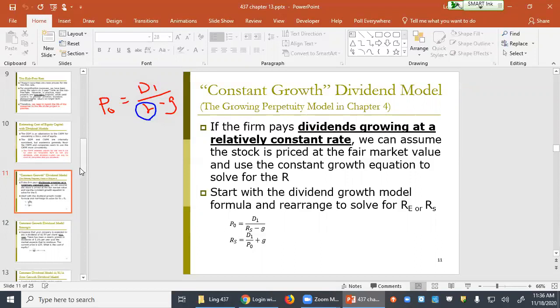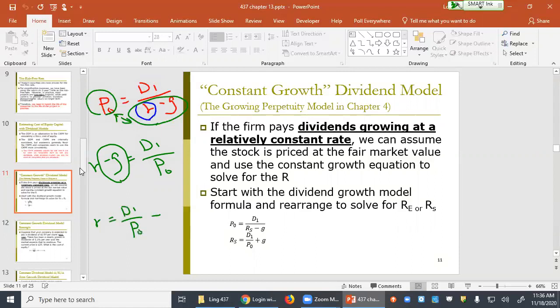So mathematically, how do we rearrange this equation to solve for the R? Step 1 is we exchange your denominator with the P0 on the left. So we now have R minus G on the left equals D1 divided by P0. Next, we're solving for the R, so we need to move that negative G from the left to the right. To do that, we add G to both sides. So R equals D1 divided by P0 plus G.